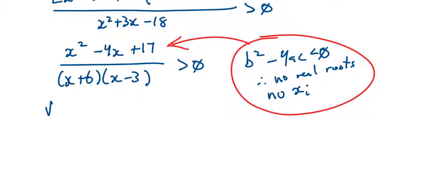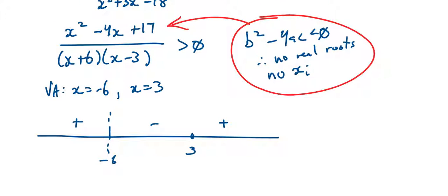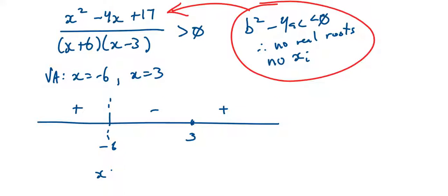So I have a vertical asymptote at x equals -6 and x equals 3. It works out to positive, negative, positive. And I get my solutions. When is this greater than 0? Therefore, x less than -6, and x greater than 3, because it's just greater than.